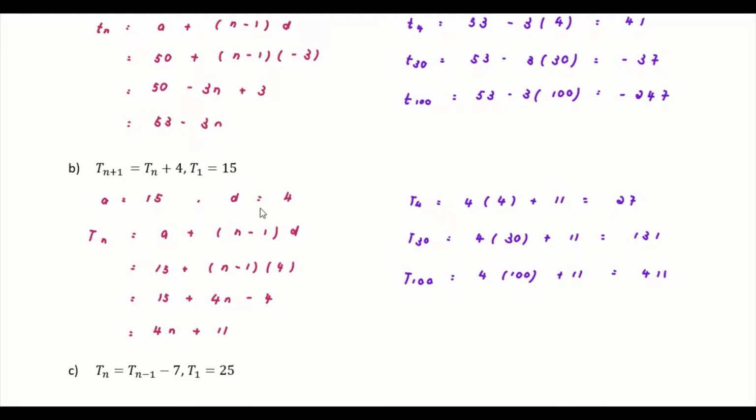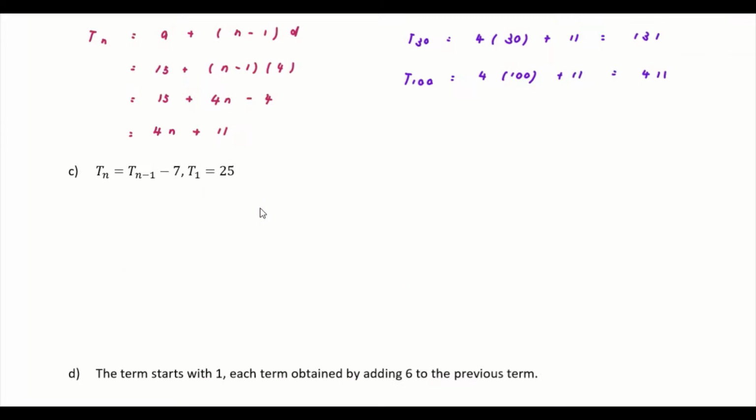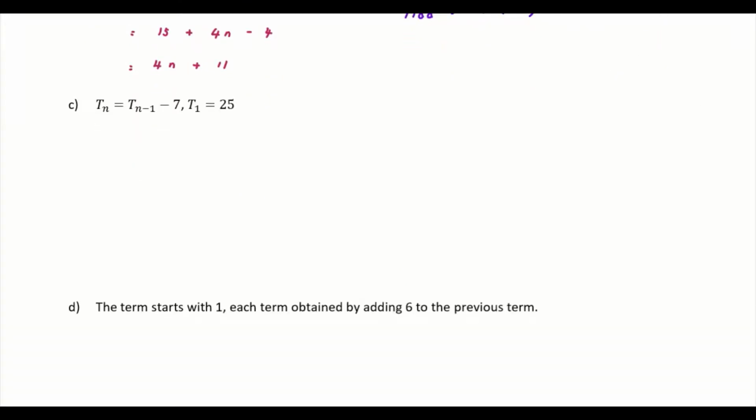Okay, so now we move on to C. This is a part that I want to introduce to you: how do you use your calculator to solve? But let's generate our nth term rule first. How do you get the next term? By using the previous term and then you minus 7. So that's why the initial term is 25, and the common difference here is negative 7.